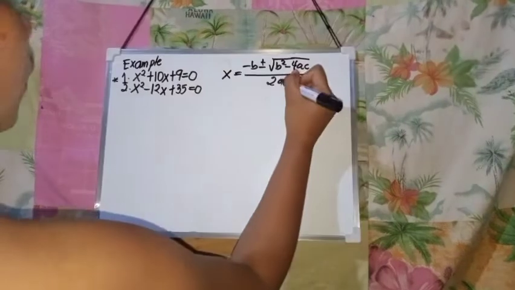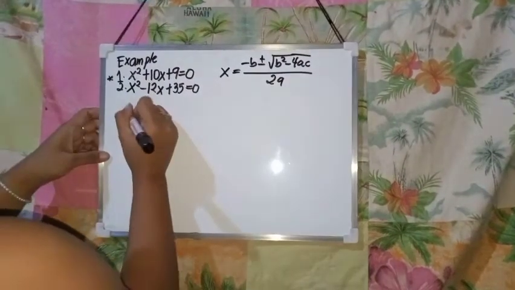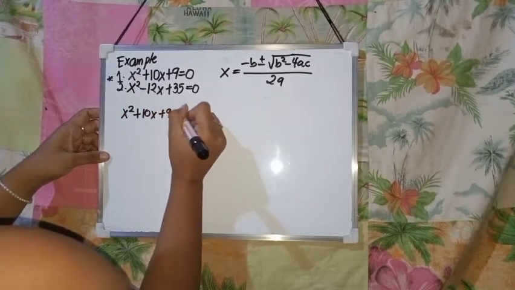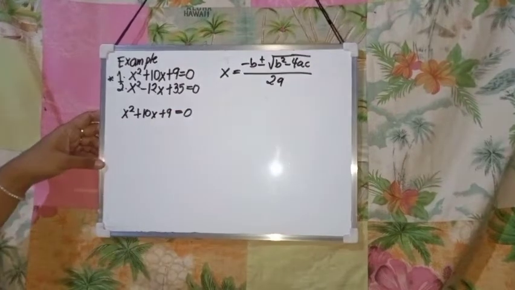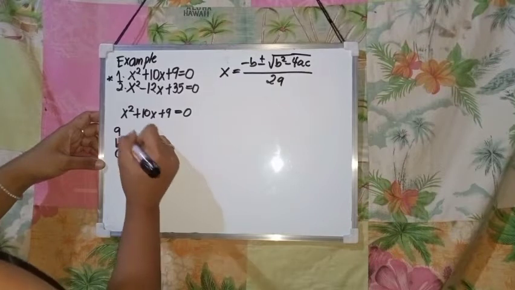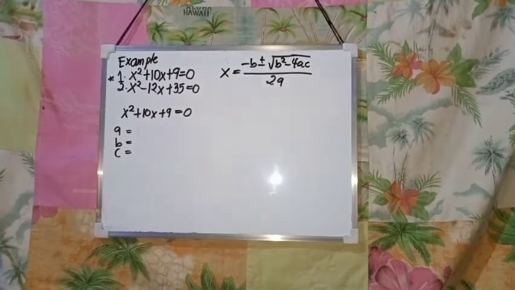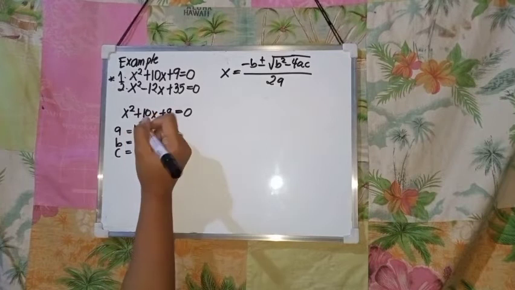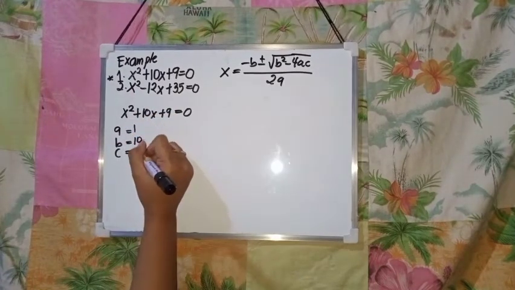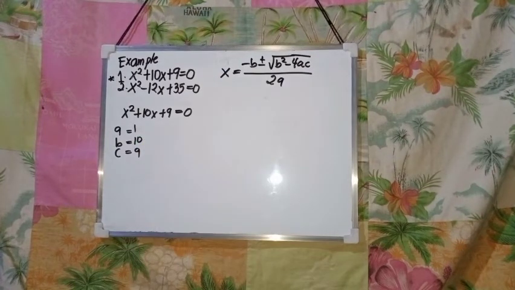So first, we're going to use x squared plus 10x plus 9 is equal to 0. So we need to determine the value of a, b, and c. The value of a is 1, the value of b is 10, and the value of c is 9. Since we already have the values of a, b, and c, all we have to do is substitute.